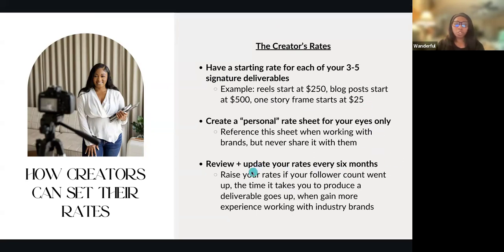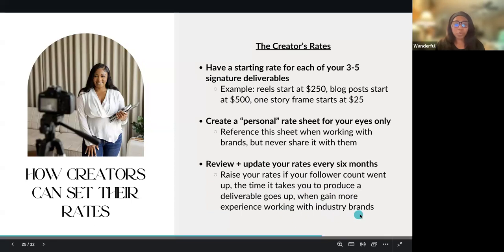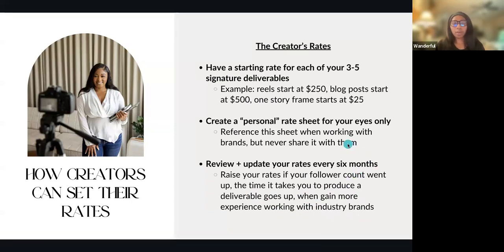And then I encourage you to review and update your rates every 6 months. Your follower count is going to grow. The time that it takes you to produce a deliverable might grow as well. You're going to gain more experience working with industry brands. This is all worth keeping in mind as you're setting your rates. So, about every 6 months it's good to go back and see, do I still feel aligned with charging 250 for my reels, or do I feel like it's time for us to go for 300?